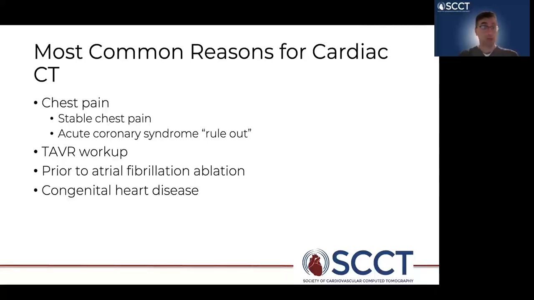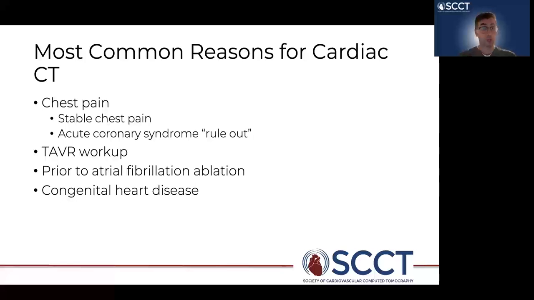Another option or common indication is for acute coronary syndrome rule out. So these are usually people that come to the hospital, the ER, they're here with chest pain or shortness of breath, they get troponins, those are negative, and they want to send the patient home or rule out cardiac condition. So they want to get ischemic evaluation, and cardiac CT is a potential option. Again, depending on the patient characteristics and if they're able to tolerate the CT scan.